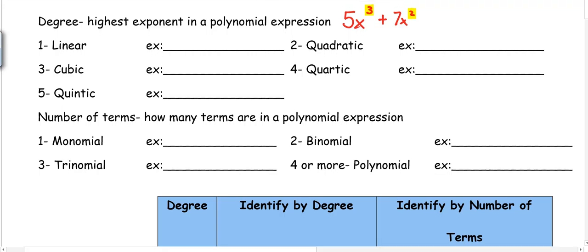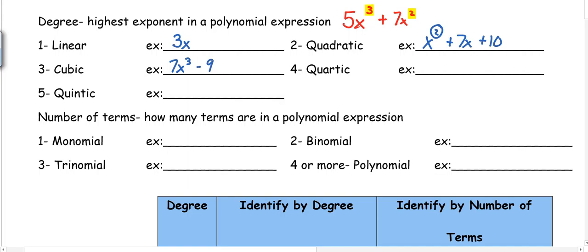Remember, when it has an exponent of 1, you're not going to see the exponent. You're just going to see a variable. So an example of a linear is 3x. If it has a degree of 2, it's called a quadratic. A quadratic has an exponent of 2. So for example, x squared plus 7x plus 10, my highest exponent is 2, so it has a degree of 2. Number 3, cubic. An example of a cubic is 7x cubed minus 9.